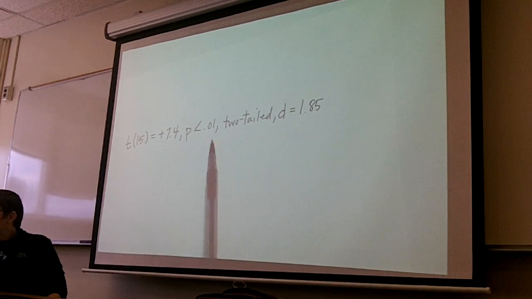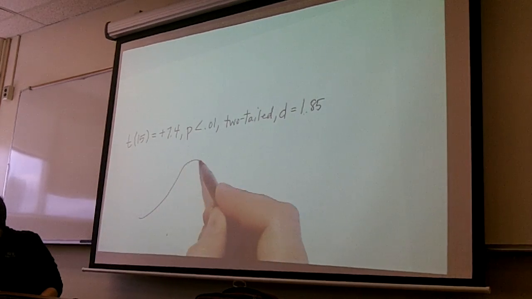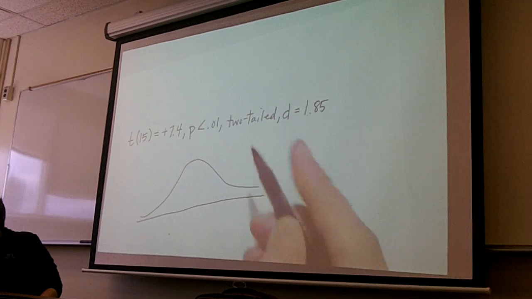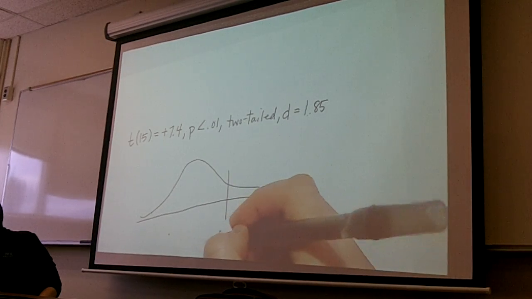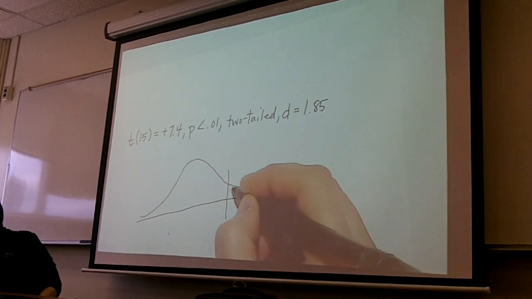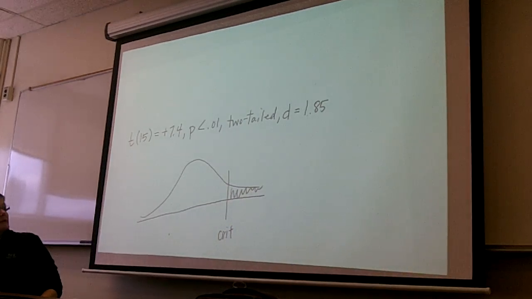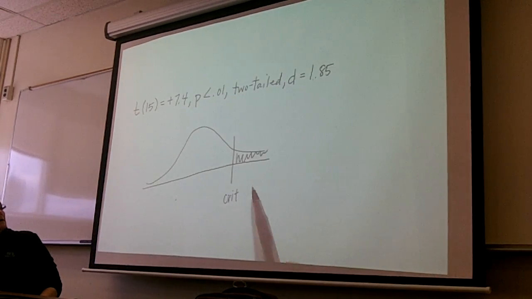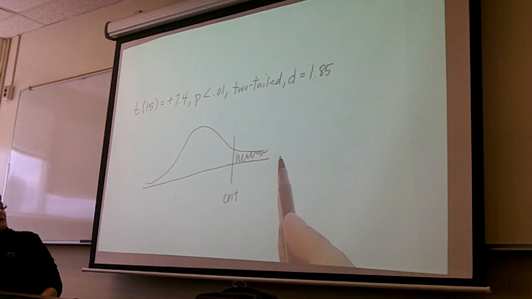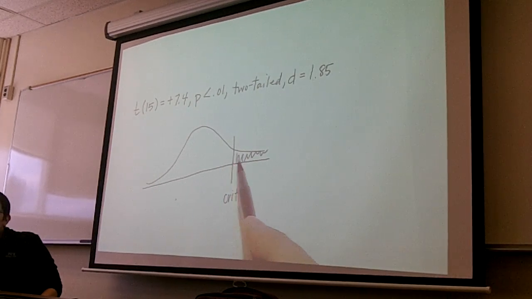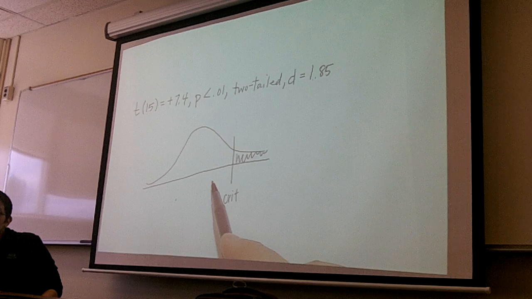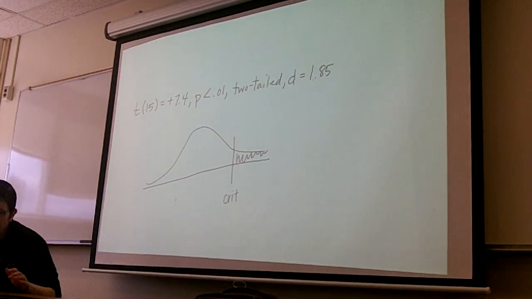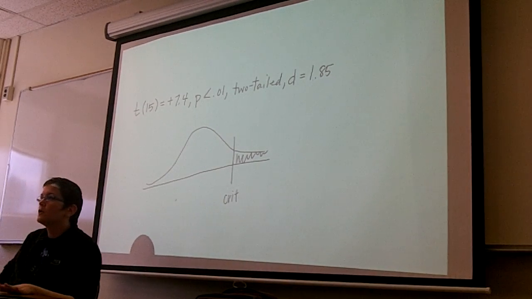So in order for us to get a statistically significant result, if this is our critical value, our observed value has to be somewhere out here, right? And anything that's further out in the tail is going to have a lower probability than anything that's closer to the body. Make sense? Yes. Other questions?